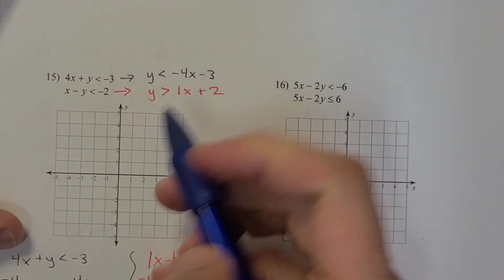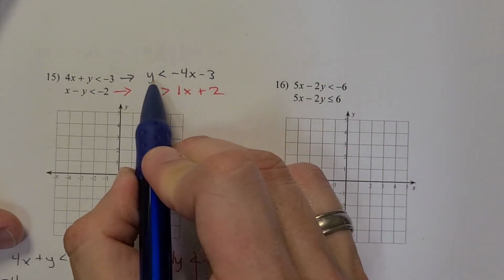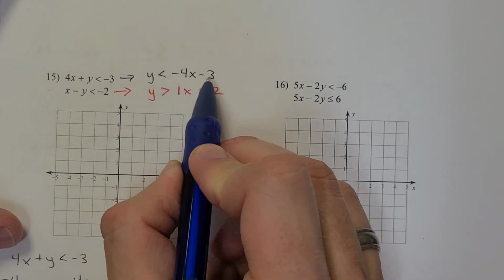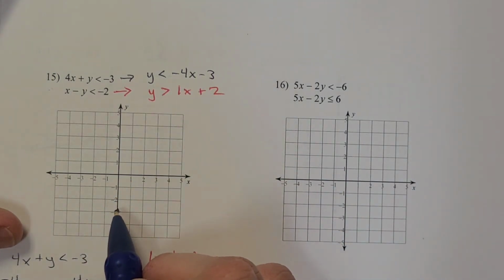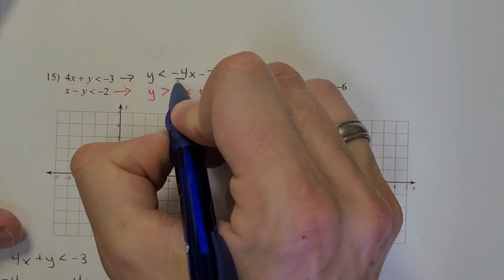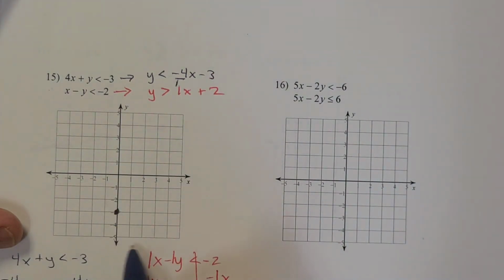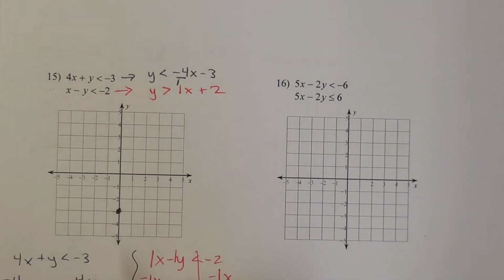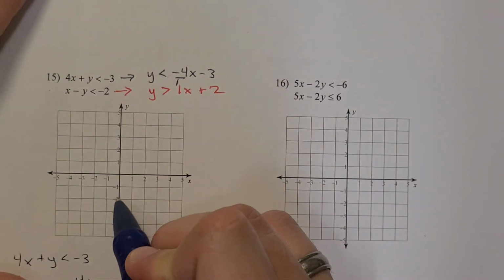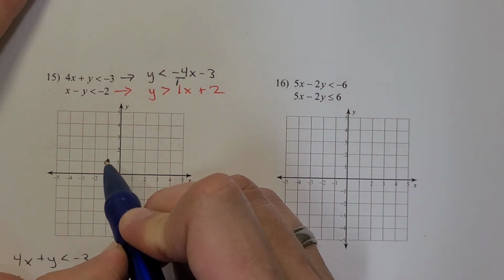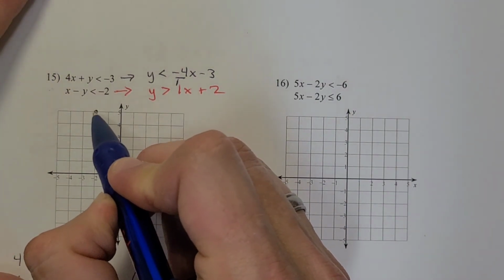So I'm going to start at the top here. This top equation, y is less than negative 4x minus 3. I started at minus 3. And then I have a slope of negative 4 over 1. So down 4, right 1. You can quickly see I'm going to run out of room. So instead, I'm going to go up 4, left 1. Up 4, left 1.